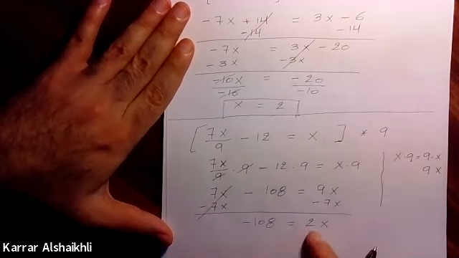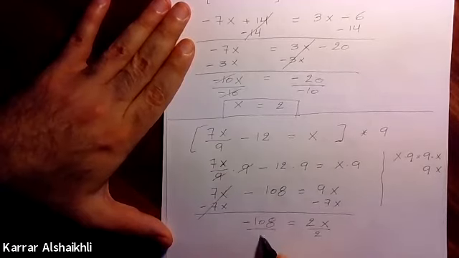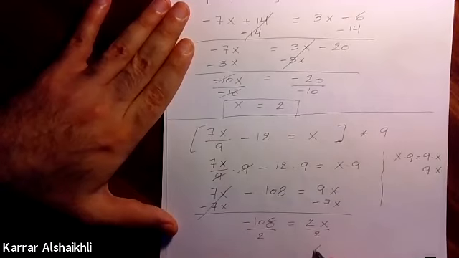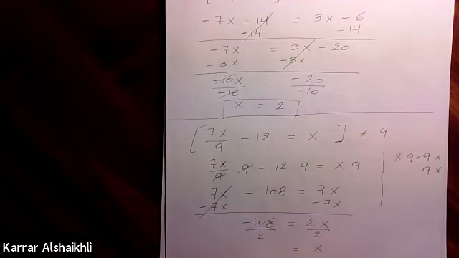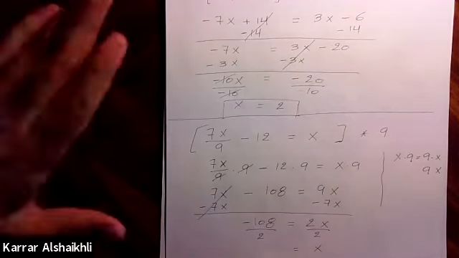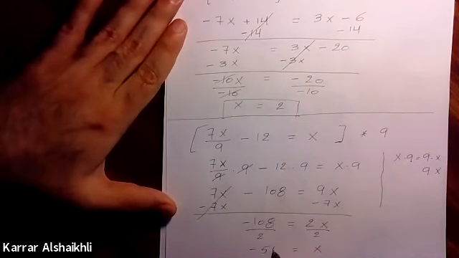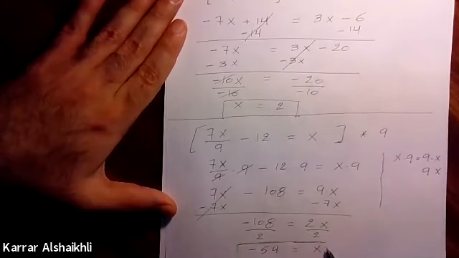Last step, you're going to divide both sides by 2. So x is going to be equal 54. 108 divided by 2 is going to be 54. So it's going to be negative 54. This is the solution for this example.